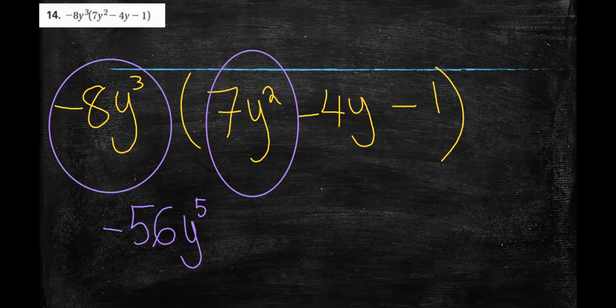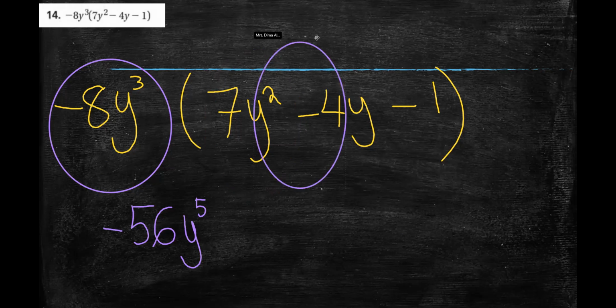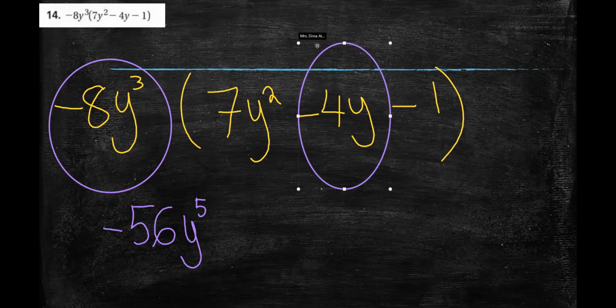Then after that, let's move to multiplying this term. Negative 8 times negative 4 is positive 32, y raised to the power 4. Excellent.